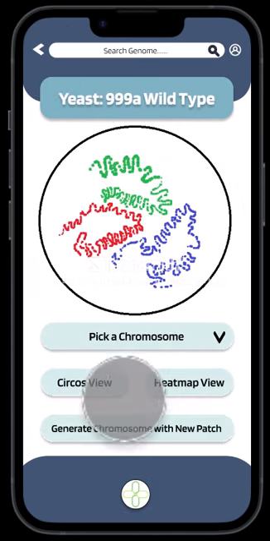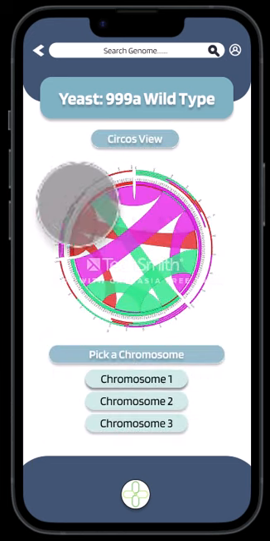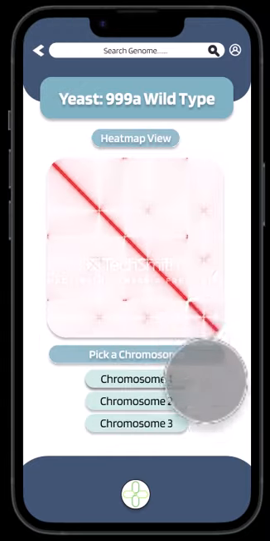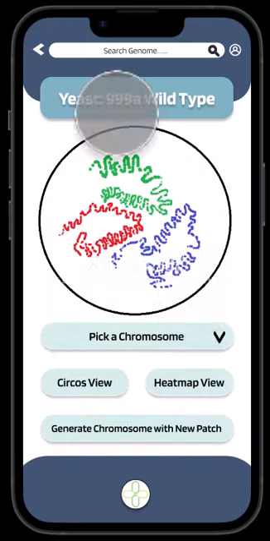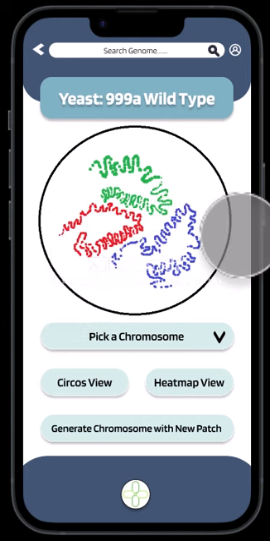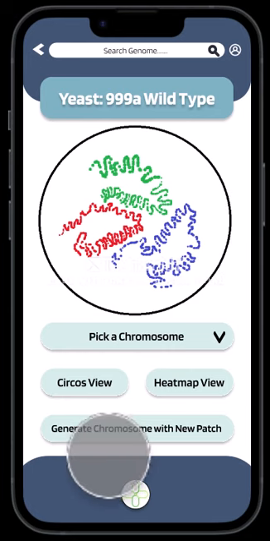Okay. So there are two views also. If I click this one, you can see the Circos view of the species. Here you can see the heatmap view. Okay. So if you want to replace one patch of the chromosome with another species' patch of the chromosome, you can do that. So here we need to select this option.